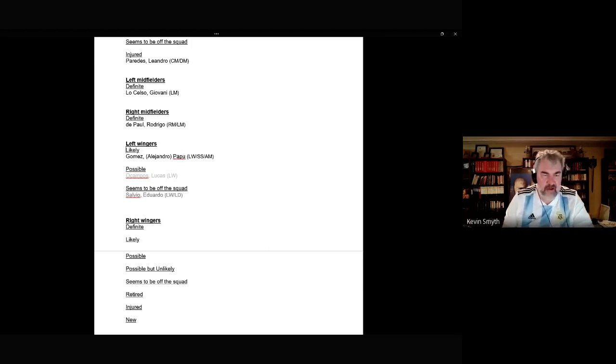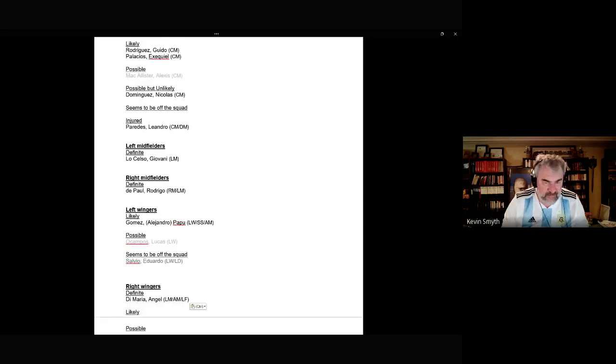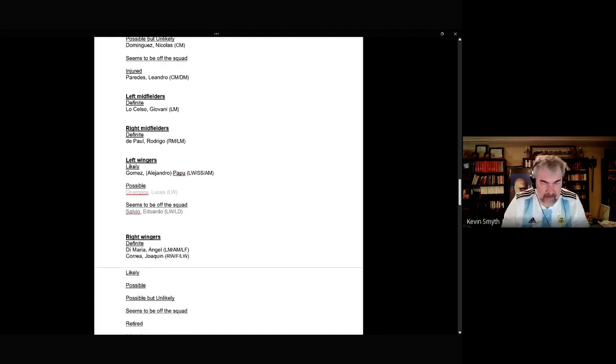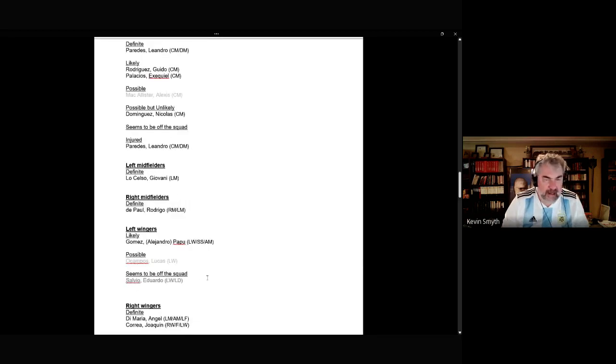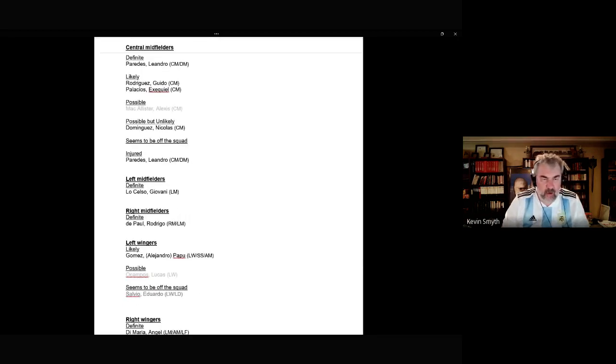Okay, let's move over to the right wing, and we have a big name in Angel Di Maria, who we consider a definite candidate, and Joaquin Correa, who we also consider definite, and we have Emiliano Buendia as a possible but unlikely candidate. So we go back to Angel Di Maria, a veteran, and kind of like Nicolas Otamendi.